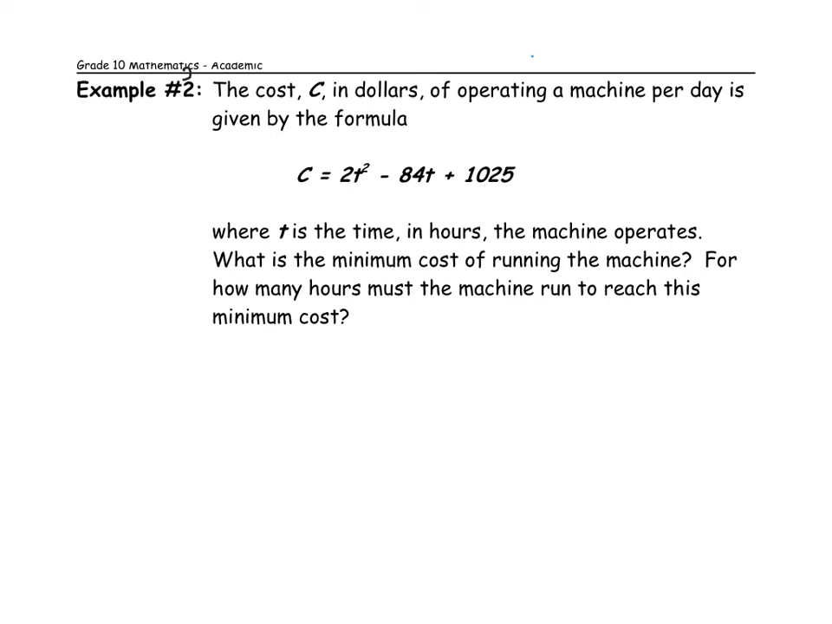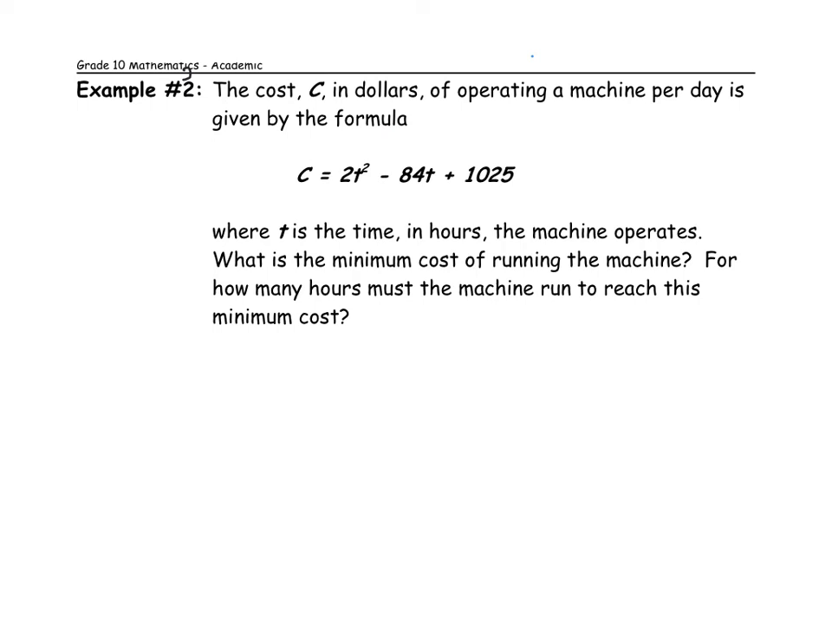So the question reads, the cost C in dollars of operating a machine per day is given by the formula C, which is representing cost, is equal to 2t squared minus 84t plus 1025, where t is the time in hours the machine operates. So presumably, I can tell by the value of a here that this is a parabola opening upward, and that it's stretched by a factor of 2. The vertex, we're maybe going to be able to figure it out.